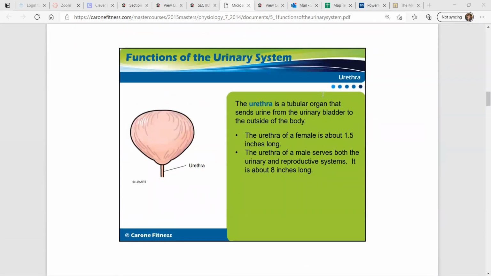The urethra is a tubular organ that sends urine from the urinary bladder to the outside of the body. The urethra of a female is about 1.5 inches long. The urethra of a male serves both the urinary and reproductive systems. It is about 8 inches long.